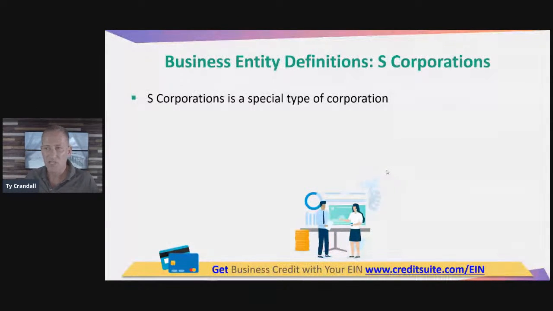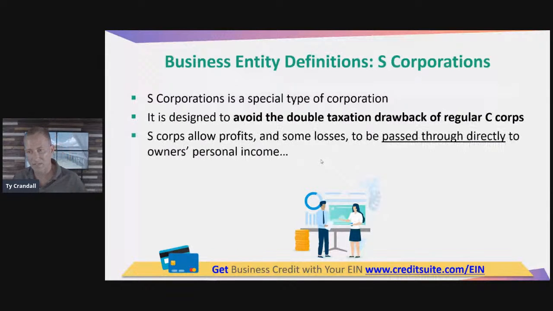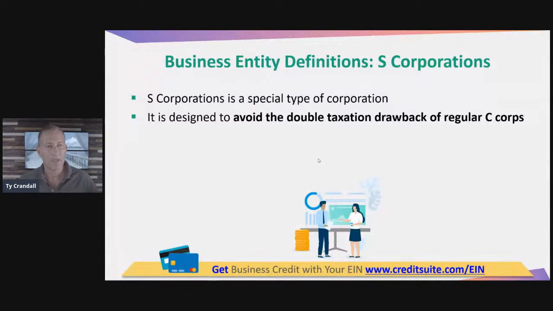Now, an S corporation is a special type of corporation designed to avoid the double taxation drawback of a regular C corp. So what do we mean by this? What I mean is that when you have a C corporation, okay, you are an employee. So with a C corporation, the corporation pays taxes every year to the IRS. Then you're an employee, and you as the employee pay taxes as well.